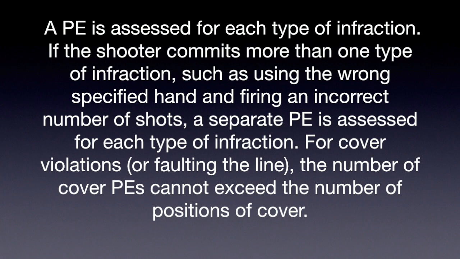If a shooter commits more than one type of infraction, such as using a wrong specified hand and firing an incorrect number of shots, a separate PE is assessed for each type of infraction. For cover violations or fault line, the number of cover PEs cannot exceed the number of positions of cover.